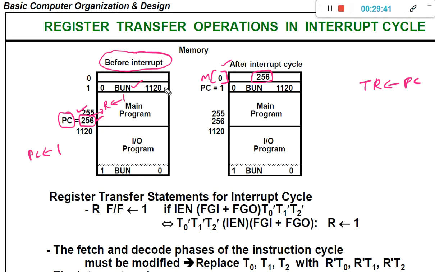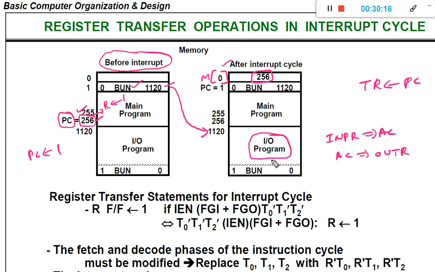And what is the location of the branch unconditional statement? 1120. Okay. So now it is going to branch directly to 1120, and in 1120 you can find that the IO program is there. So what is that IO program? Either move the content of INPR to AC or move the content of AC to OUTR, based on the values of the input flag or output flag.